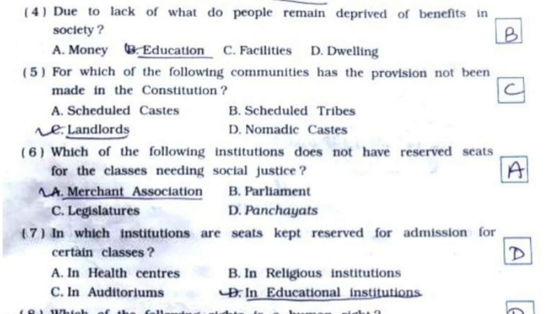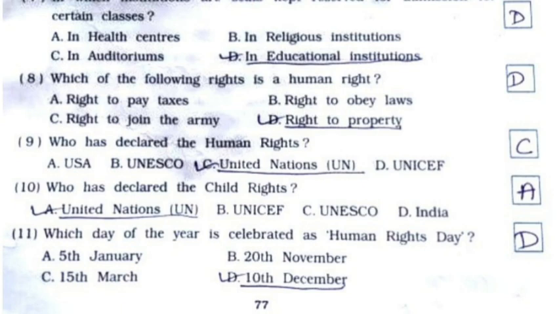Sixth, which of the following institutions does not have reserved seats for the classes needing social justice? It's option number A, merchant association. Seventh, in which institutions are seats kept reserved for admission for certain classes? It's option number D, in educational institutions. Eighth, which of the following rights is a human right? It's option number D, right to property.